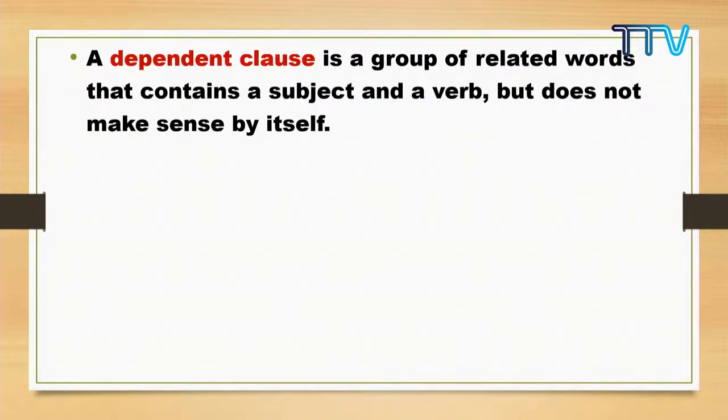Then moving on to the next slide on dependent clause. A dependent clause is a group of related words, because now you know what a clause is, right? It's a group of related words that contains a subject and a verb. But the only difference is it does not make sense by itself like the independent clause. So a dependent clause is a group of related words that contains a subject and a verb but does not make sense by itself. Okay, so examples.